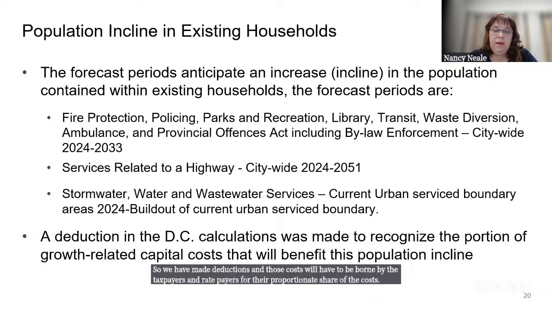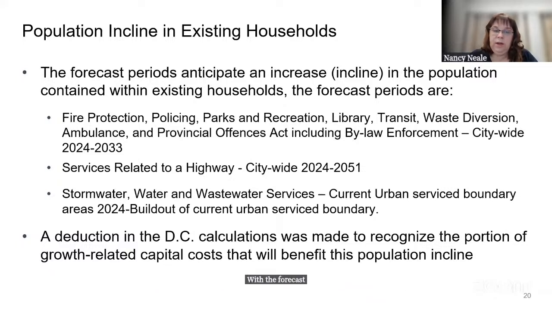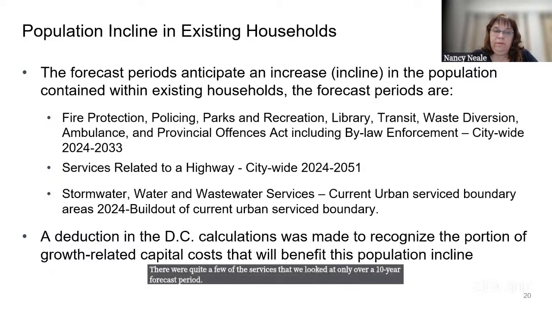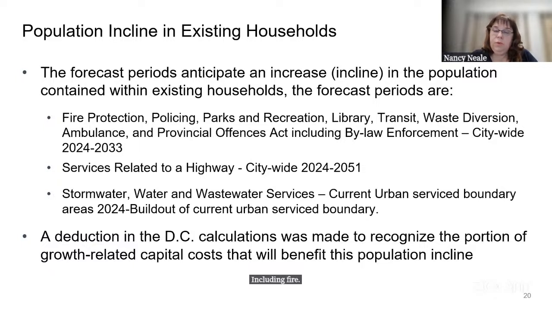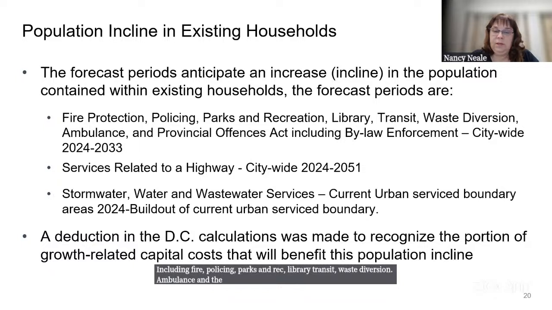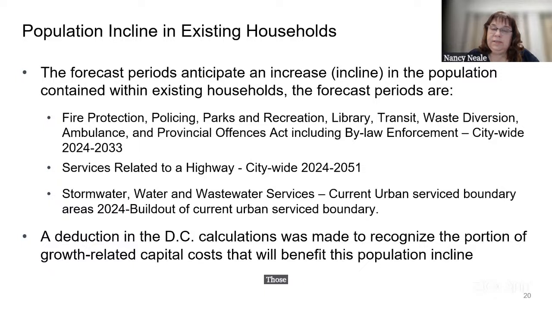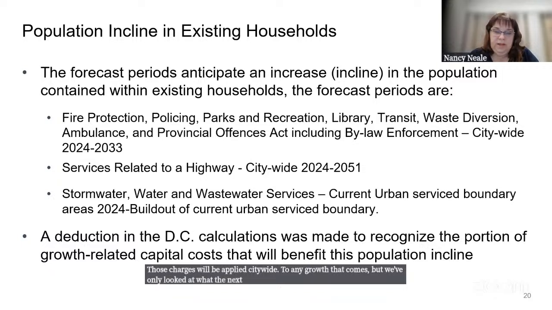With the forecast periods, as noted in the growth forecast, there were quite a few of the services that we looked at only over a 10-year forecast period, including fire, policing, parks and rec, library, transit, waste diversion, ambulance, and the Provincial Offences Act, including bylaw enforcement. Those charges will be applied citywide to any growth that comes, but we've only looked at what the next 10 years worth of needs are.